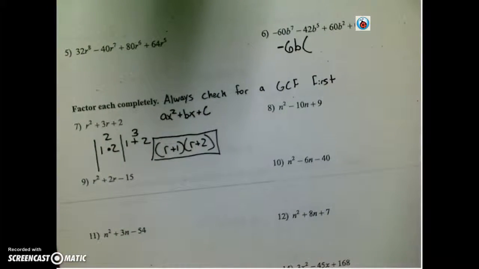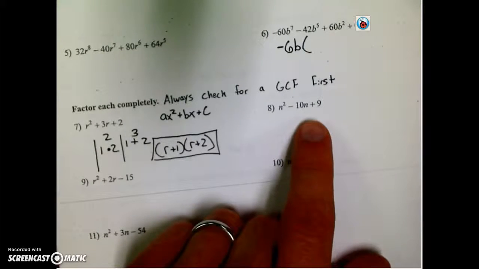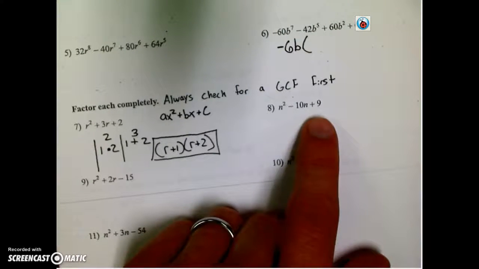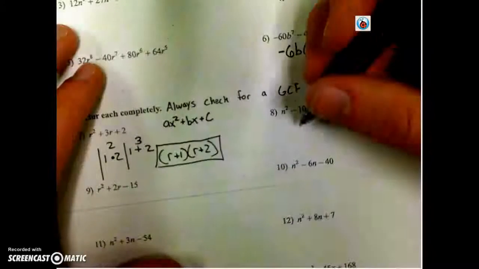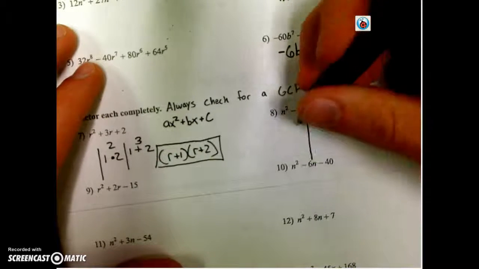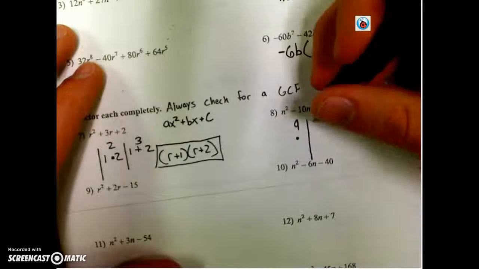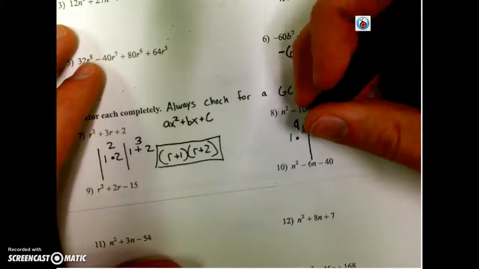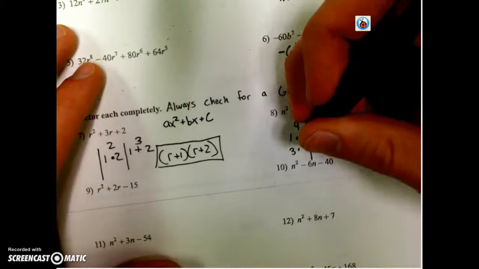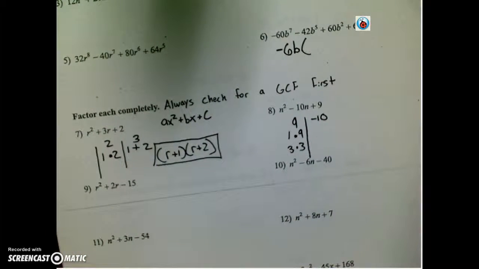Remember, these are the ones that are a little bit easier for us. That's what we're trying to do. Looking for the factors of a positive 9 that add to give me a negative 2. So I see that 1 and 9 gives me a 9, 3 and 3 gives me a 9.